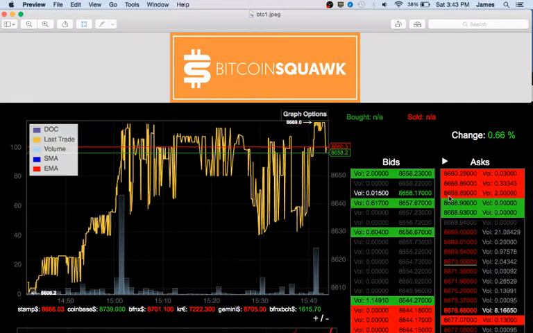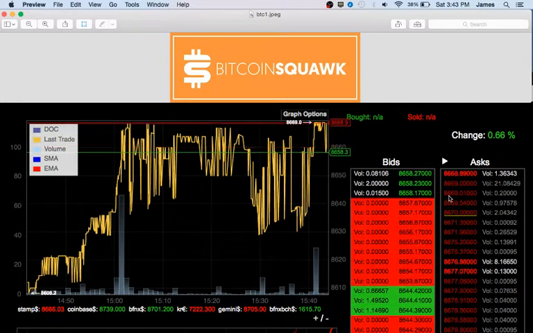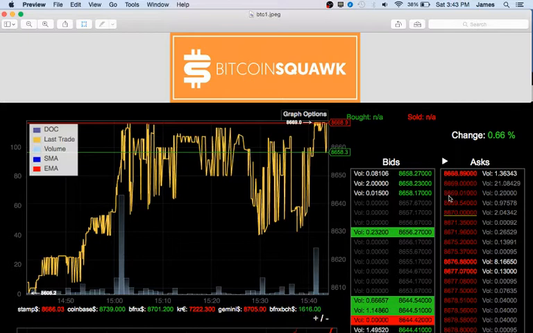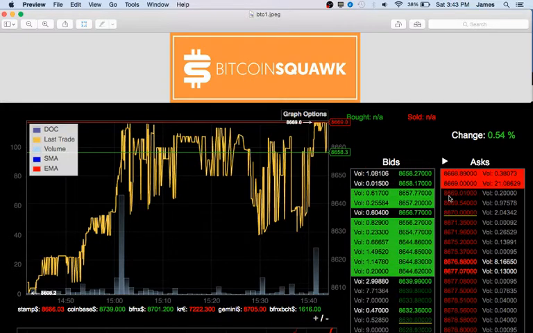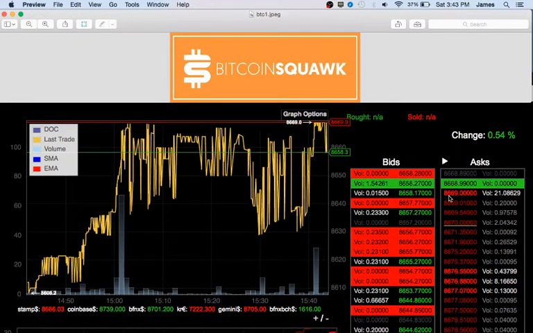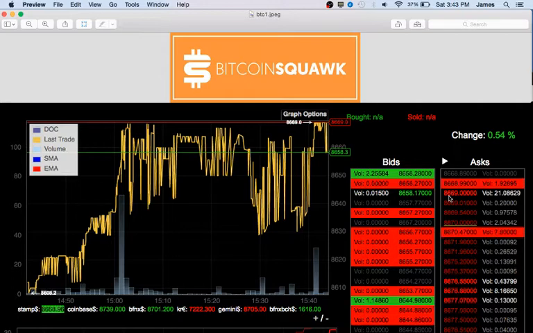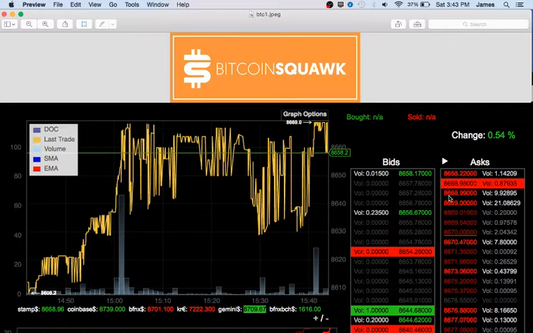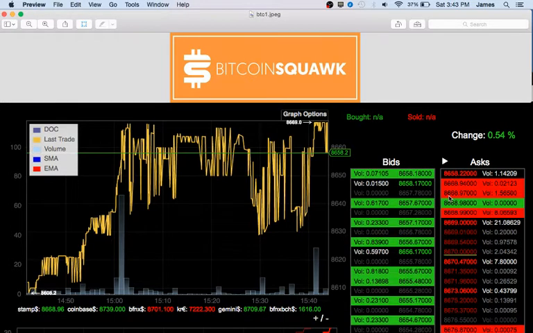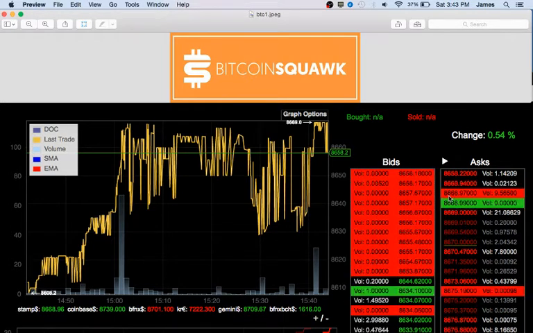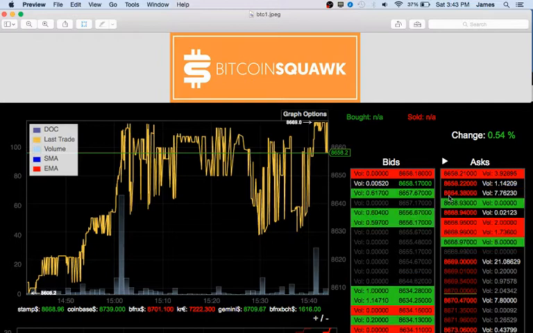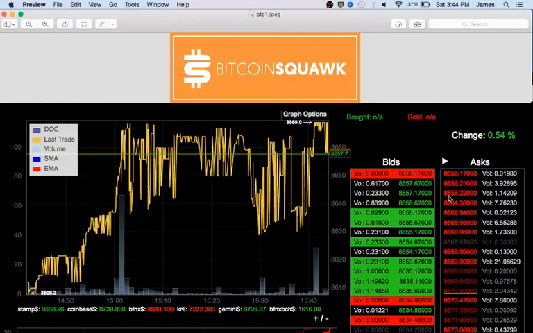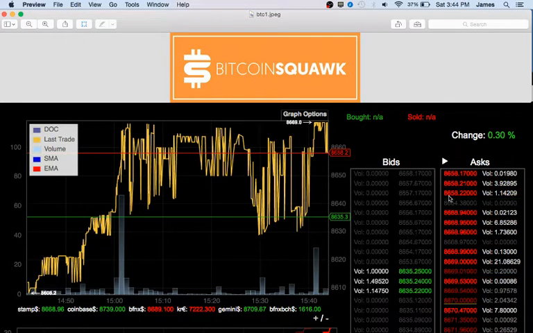Right now, we're bidding at 86.58, offer now. There's that 21 back in play, 86.68, 89. They got 2 lots being offered there right now. Bid now 86.58, offer now 86.58.22. Bid now 86.58, offer now 86.58.17.